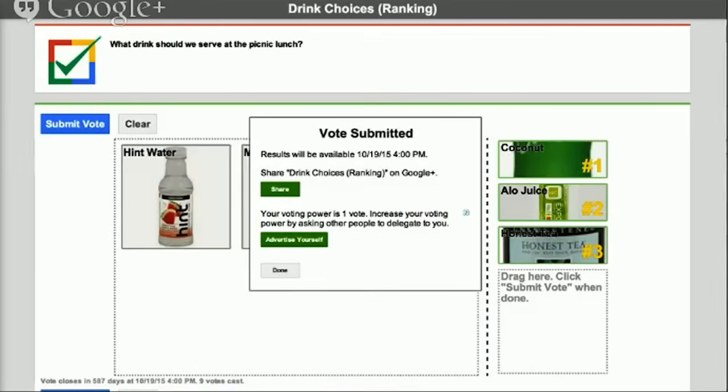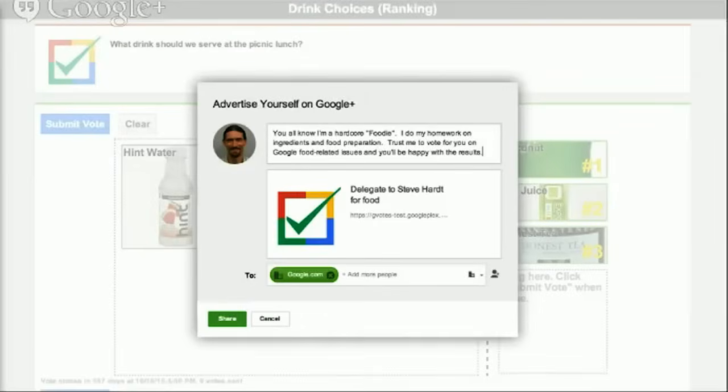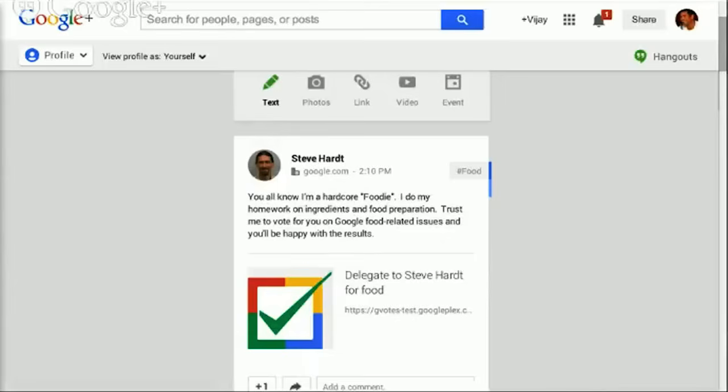Who doesn't want more power? So you click that and you basically make a delegation ad, a little political ad on G+. And you can fill it out and tell people why they should trust you with their food vote. Okay, so we send it, and then a potential delegate sees this ad, and they're like, okay, I'll bite.